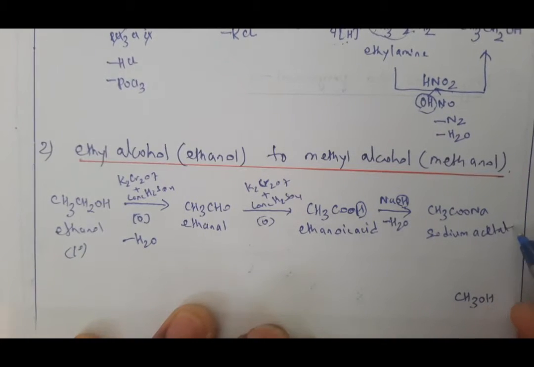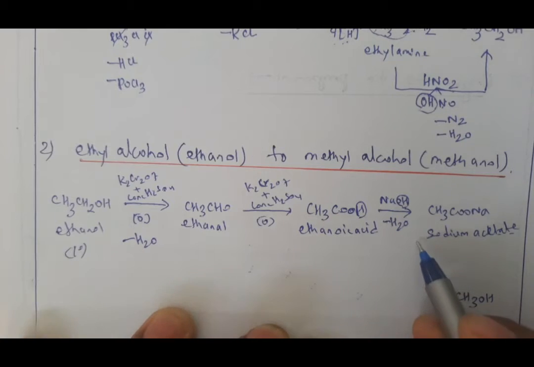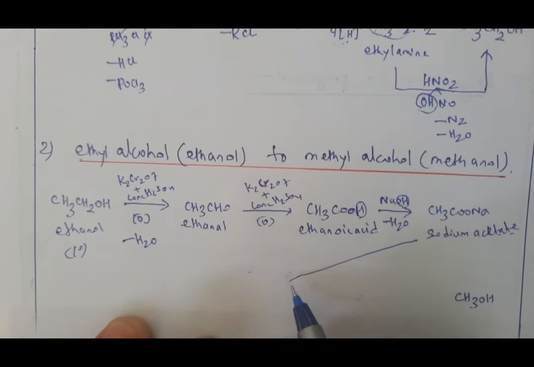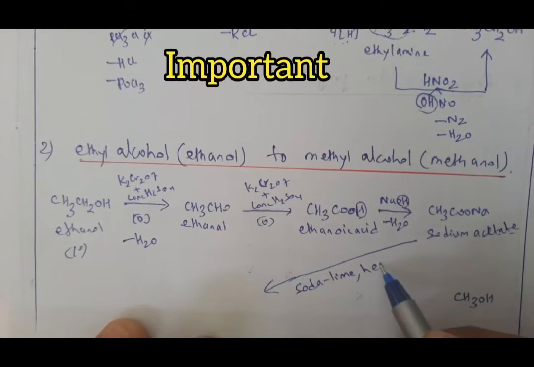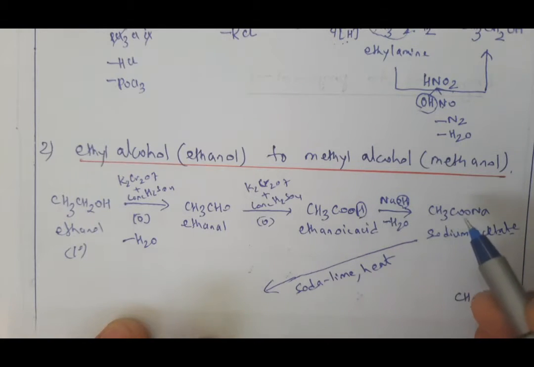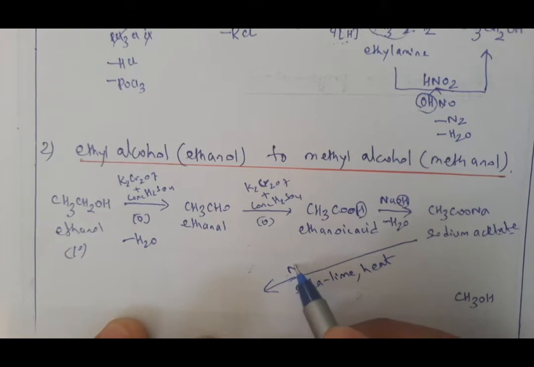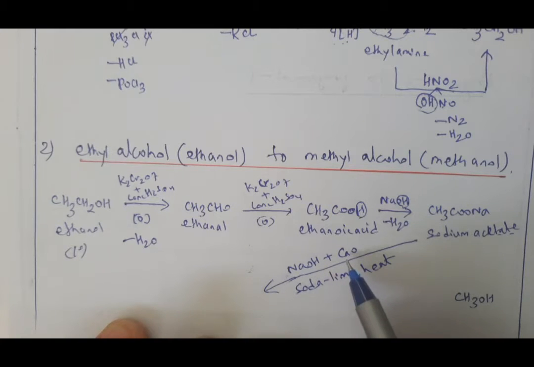Now once you get sodium acetate, students, to this sodium acetate you are going to put soda lime, and you are going to heat. You add soda lime and you heat. Soda lime actually is a mixture of NaOH and CaO. Soda means NaOH, lime means CaO.